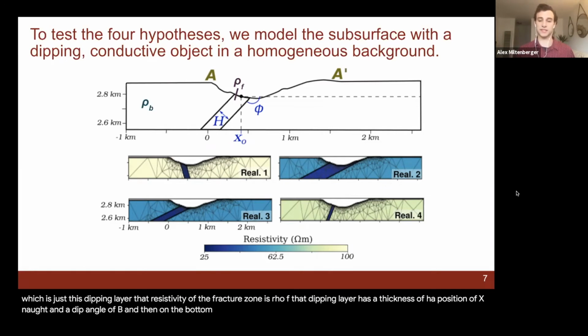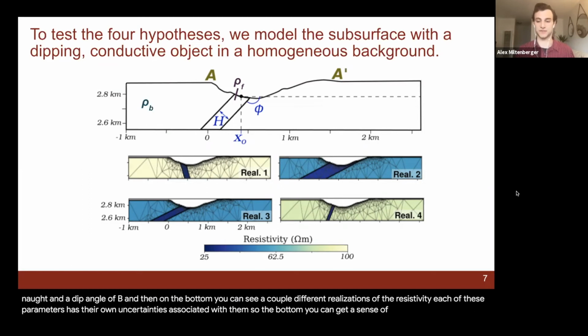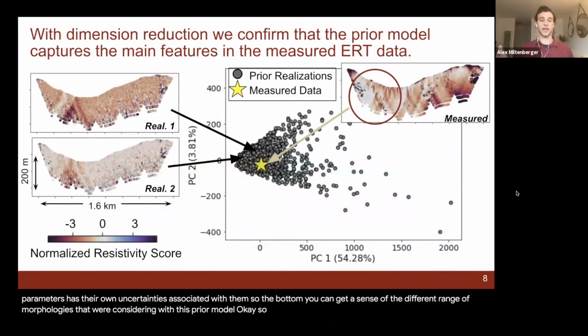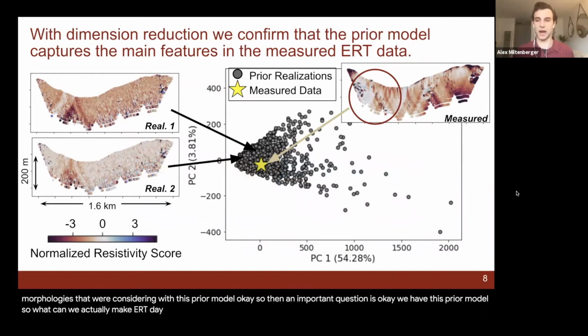And then on the bottom, you can see a couple different realizations of the resistivity model from this prior model. Each of these parameters has its own uncertainties associated with it. So at the bottom, you can get a sense of the different range of morphologies that we're considering with this prior model. Okay, so then an important question is, we have this prior model, so what? Can we actually make ERT data that captures what we see in real life?